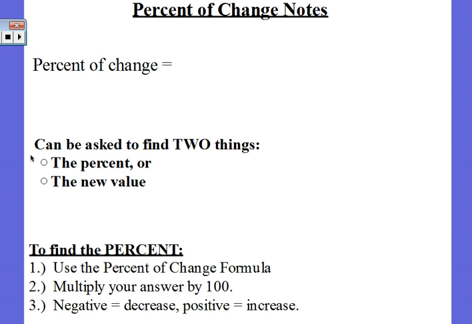Okay guys, today we're going to talk about percent of change. So we need to know the formula for percent of change, which is taking your new value and subtracting your old value and then dividing by the old value. So I like to call this new minus old over old.